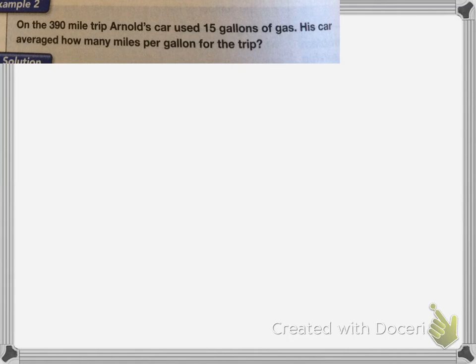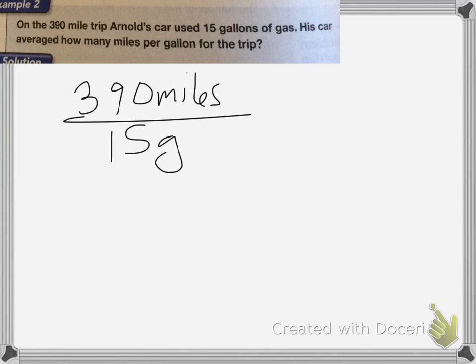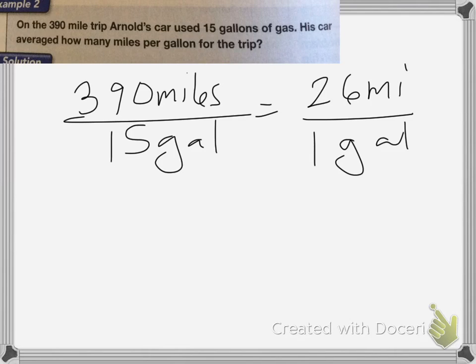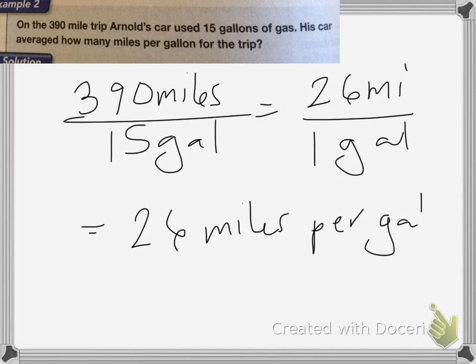Okay, on this next one, he used 15 gallons of gas on that 390 mile trip. So it wants to know how many miles per gallon he got for this trip. On this one, we have the 390 miles over the 15 gallons of gas. So if I reduce that, I end up with 26 miles per 1 gallon. So we'd say that as 26 miles per gallon.